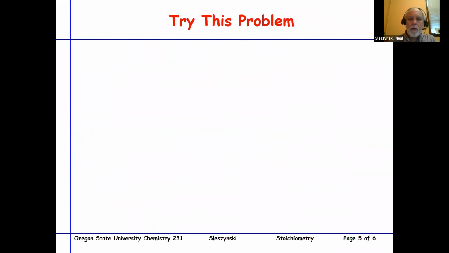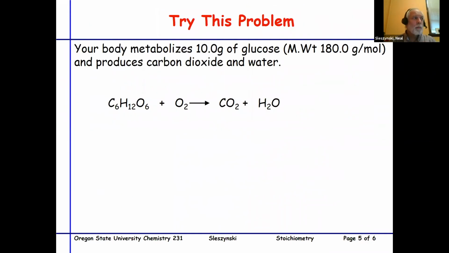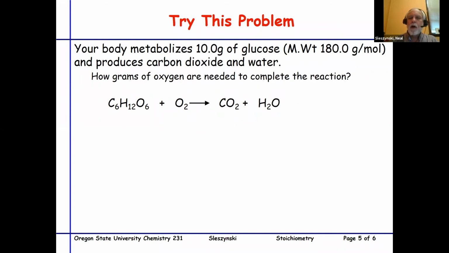Well, let's try a different problem. Your body metabolizes 10 grams of glucose and produces carbon dioxide and water. How many grams of oxygen does your body require to complete this reaction? And then how many grams of carbon dioxide are produced that your body will have to exhale through your lungs as a result of this reaction? Well, let's go ahead and actually balance the chemical reaction this time.